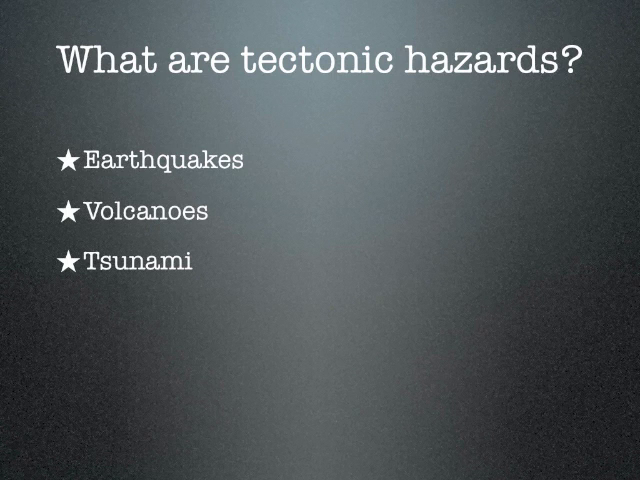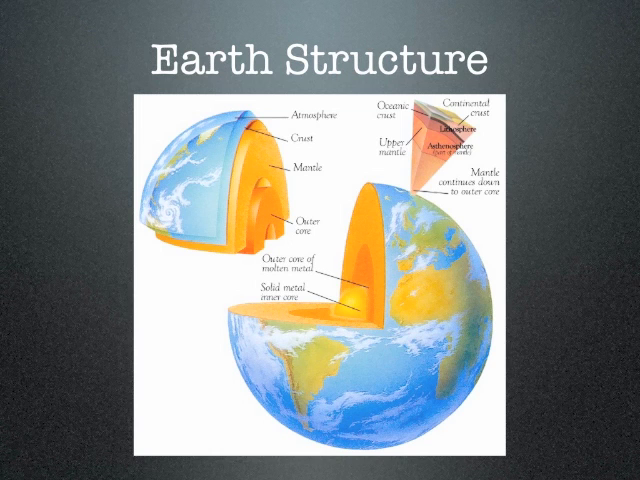So why do tectonic hazards occur and where do they occur? The Earth is divided into four main parts. At the centre of the Earth is the core. It has an inner core and an outer core. The inner core is a solid ball of nickel and iron. It's solid because it's under so much pressure. The outer core is melted metal.